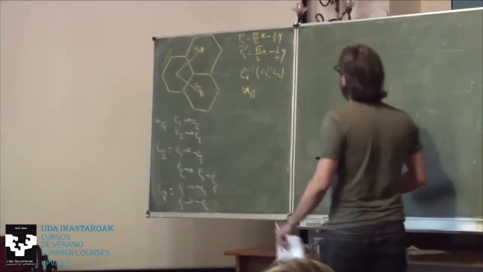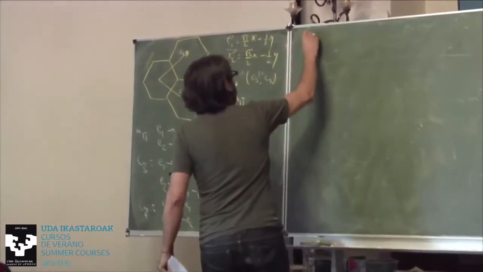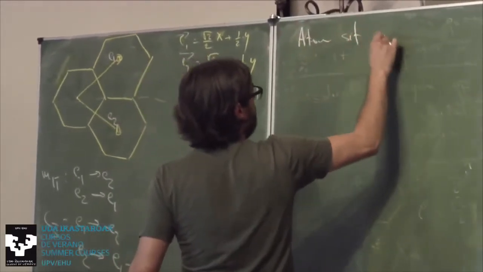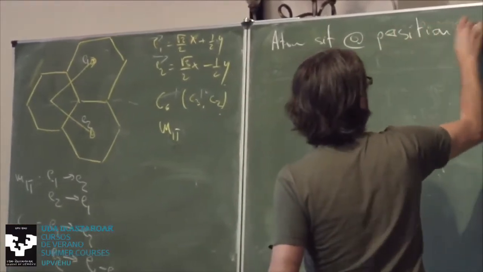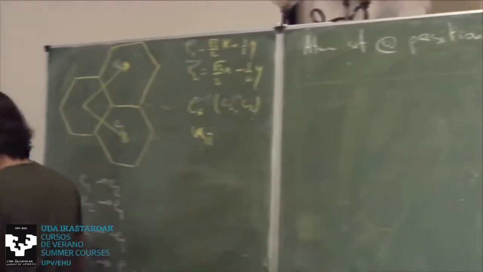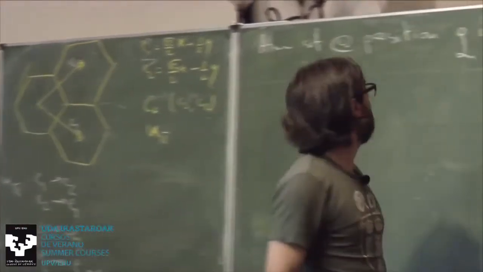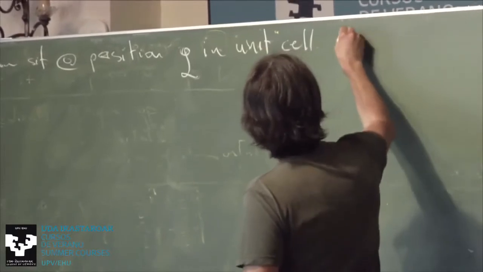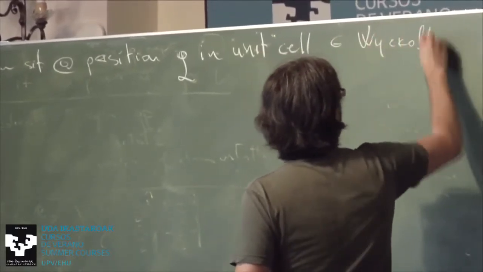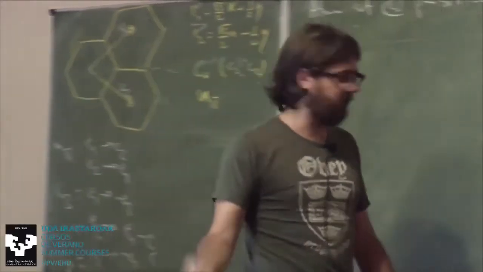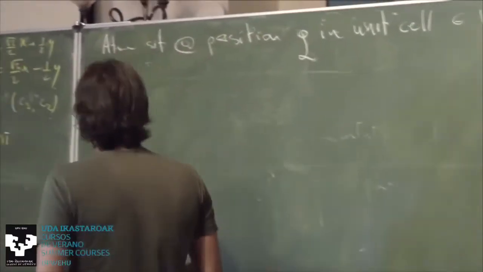Okay, so now let's say the atoms sit at position Q in the unit cell. It's pretty obvious that because I have these translation vectors, I only need to talk about the unit cell, because everything else repeats. And this Q is called a Wyckoff position, or part of a Wyckoff position. In its most general form, it just means nothing because the atoms can sit anywhere on the lattice. We'll find out soon that some Wyckoff positions are better than others.